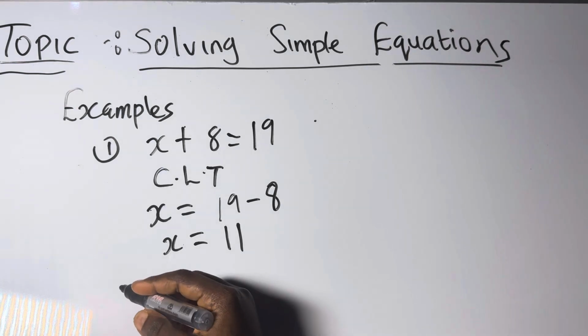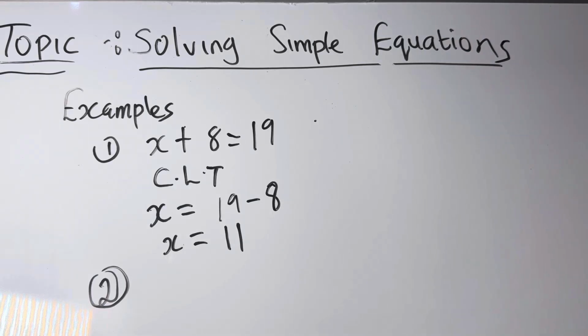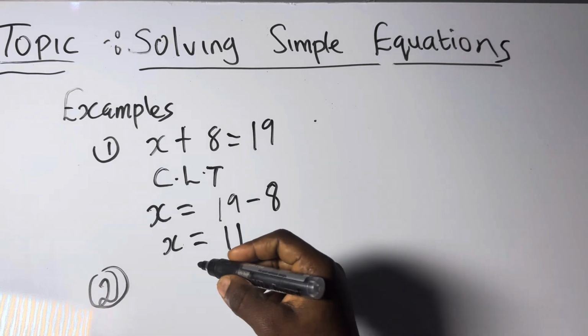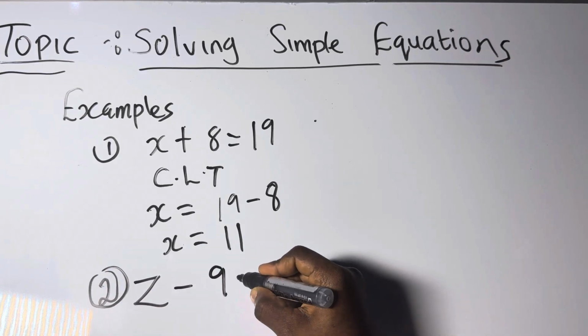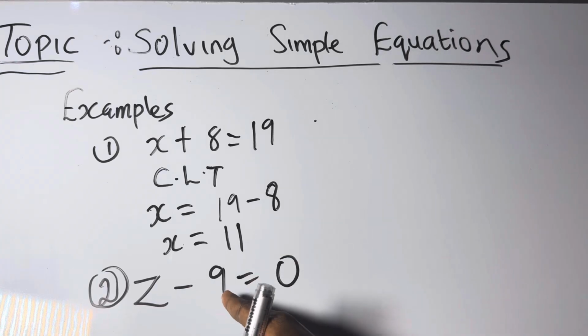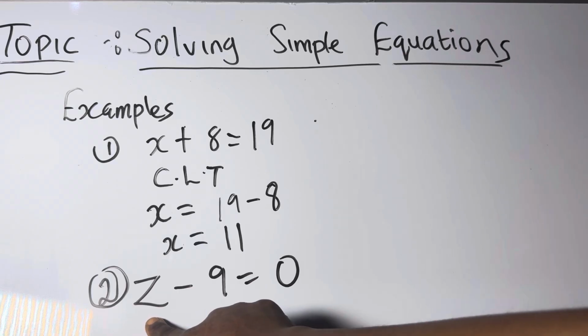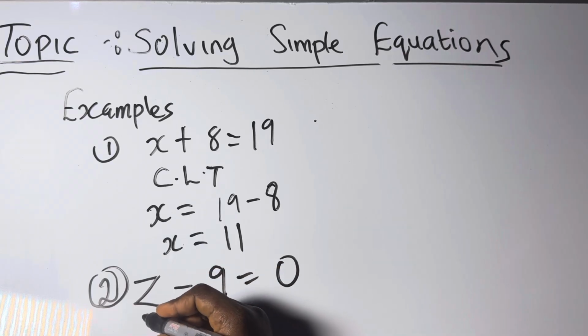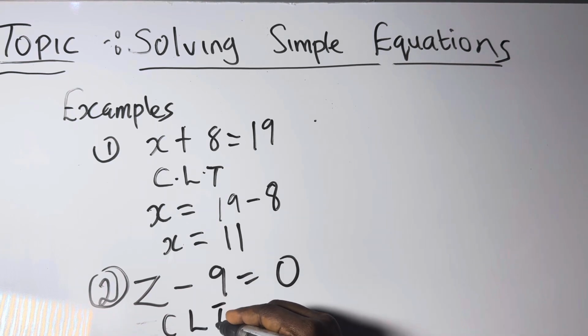Another example under simple equation is when we have z minus 9 equals 0. Now, in this case, the first thing is to collect like terms, because 9 and 0 do not have any coefficient of z in them. So we have z, after collecting like terms.